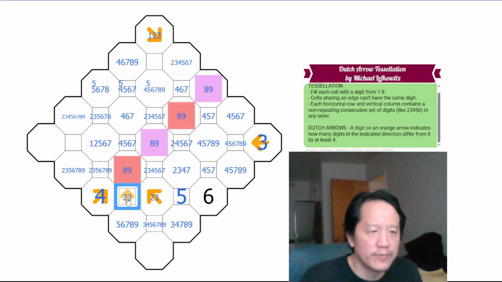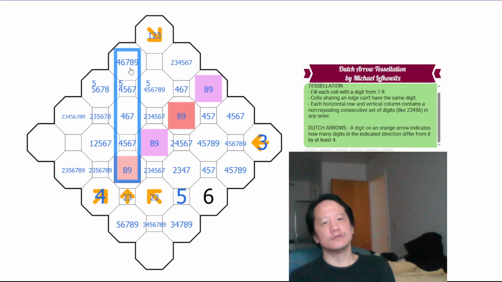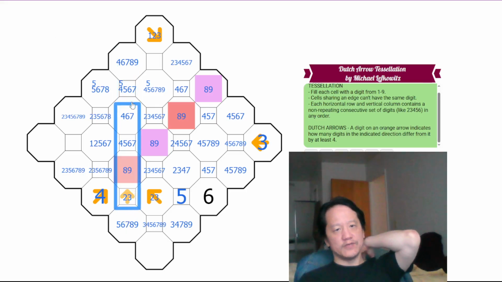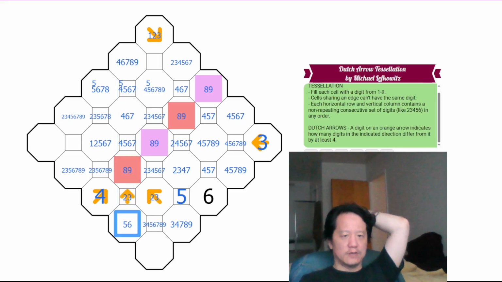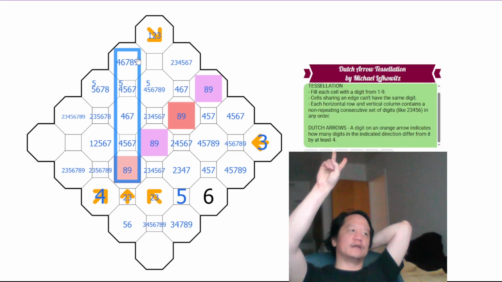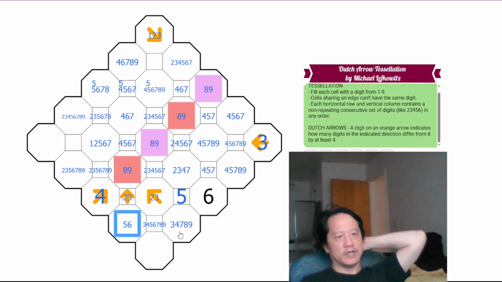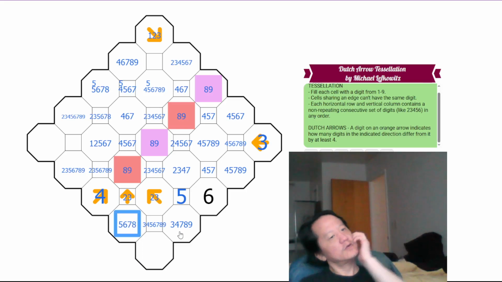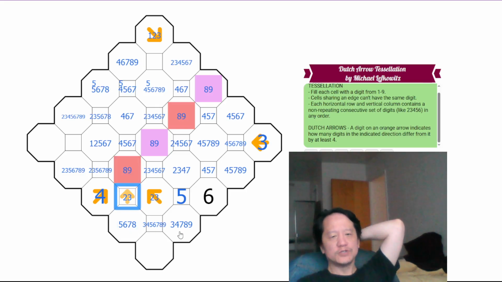If it's 2 here, it would only see 2 digits. So if this is 3, it must see 7, 8, 9 here. So therefore this couldn't be 7, 8, 9. If this is 2, it would have to see 2 out of 6, 7, 8 in this direction. So therefore this would be 1 out of 6, 7, or 8, or 5, because it could not be 9. So it would see the 8 here.